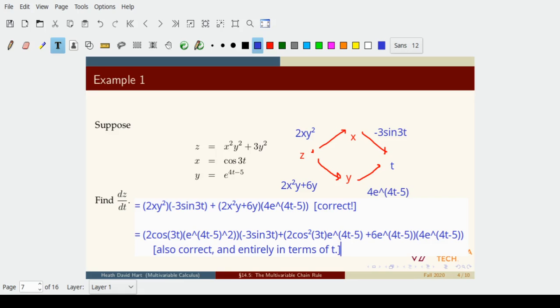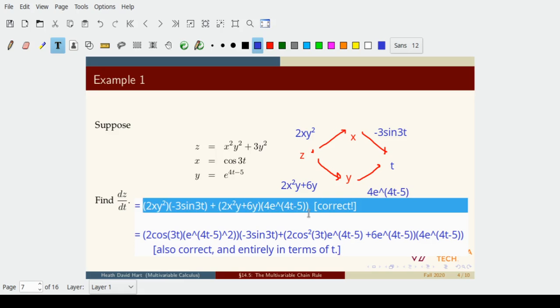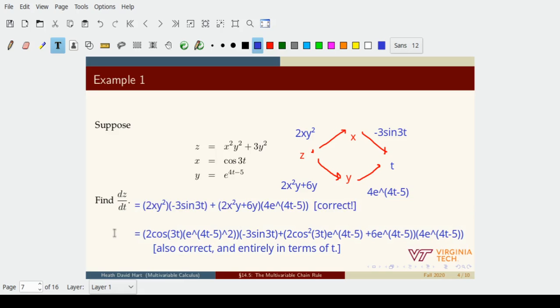Usually it will be clear whether you have to go through and expand all of this out or not. In general, I will be happy with an answer like this. And WebAssign will sometimes be happy with an answer like that. Okay? All right, let's move on to the next example.